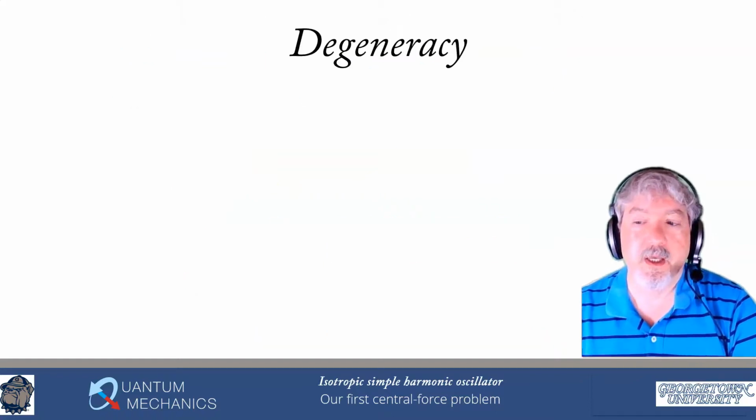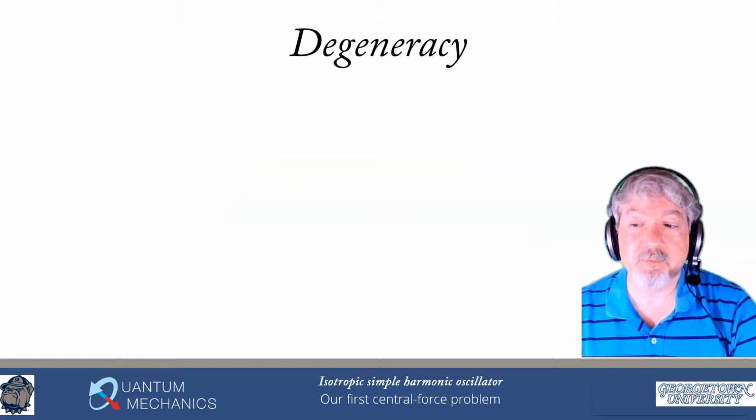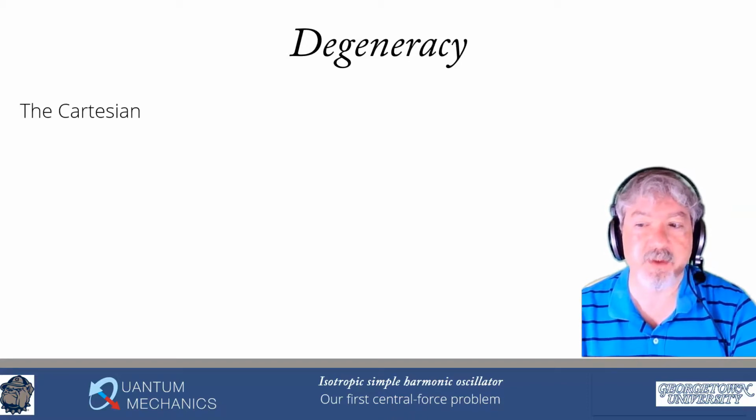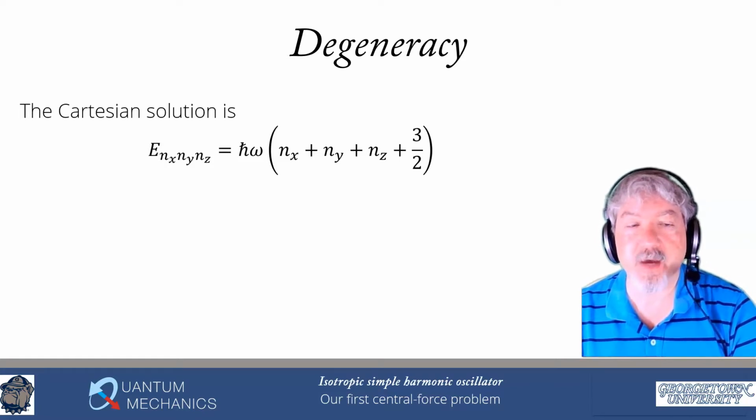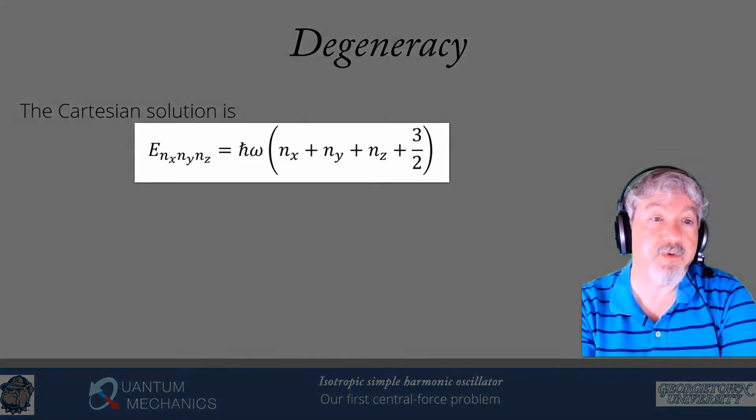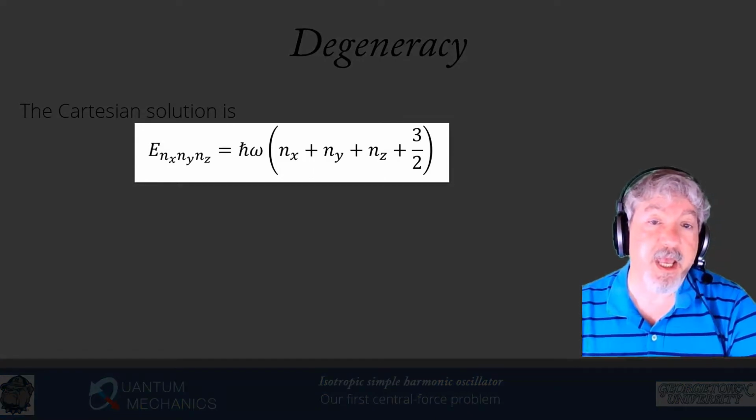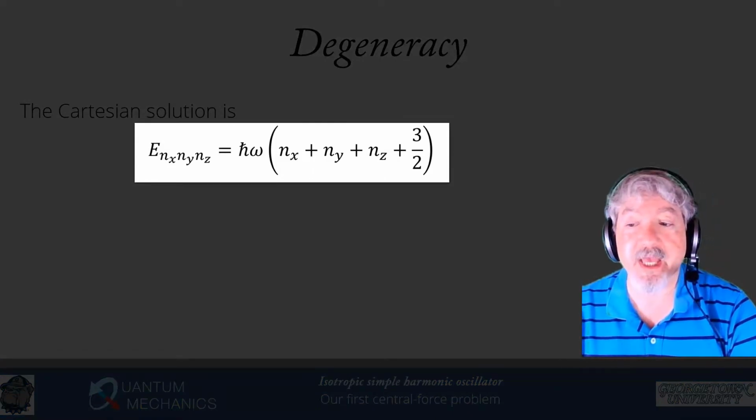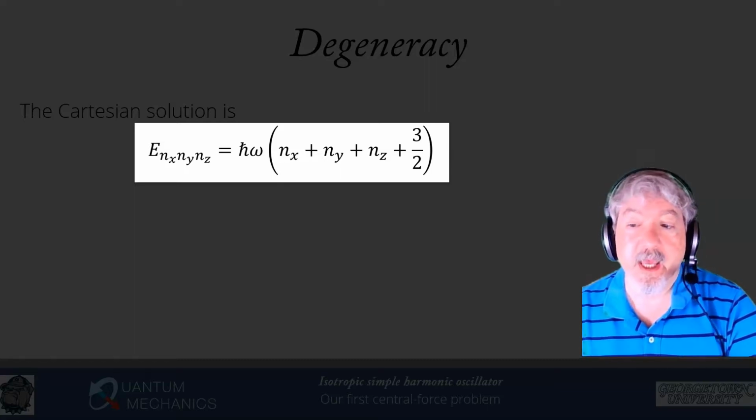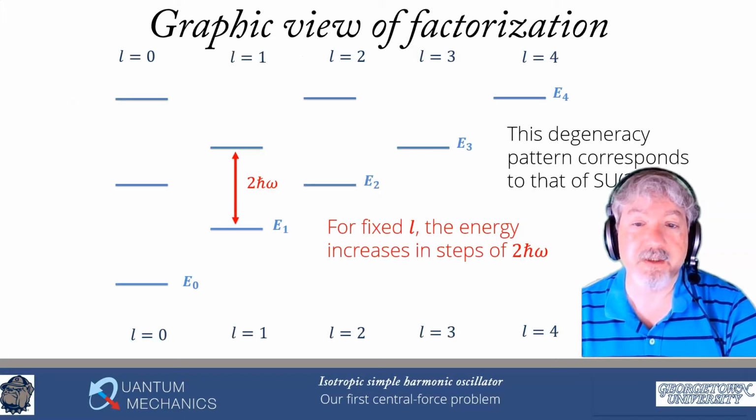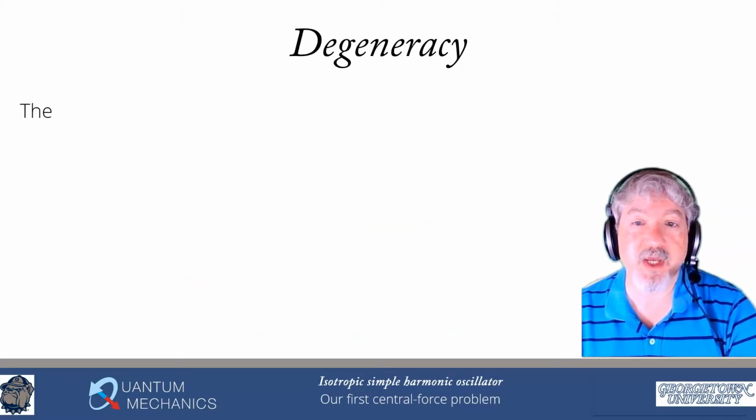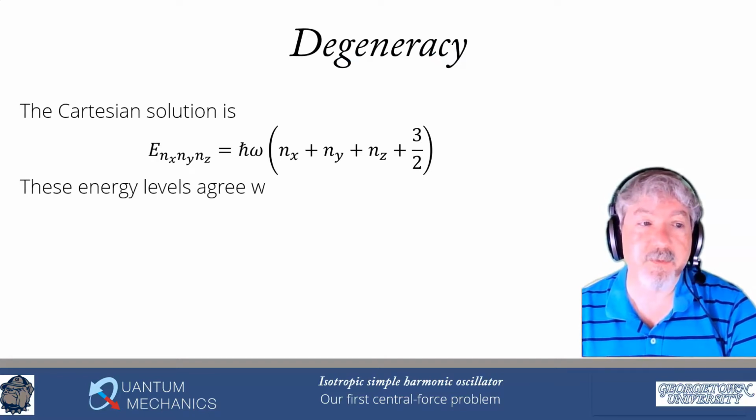Okay. I want to end the lecture with talking a little bit about this degeneracy, because solving this problem in the central force potential has given us some extra insight into the problem. And I wanted to show you how that works if we think about looking back at how we solved the problem in the Cartesian way. In the Cartesian way, we found that the energies were h bar omega, nx plus ny plus nz plus 3/2 in the isotropic case. And we don't see any of the structure of this degeneracy pattern that we had here present when we have this Cartesian formula.